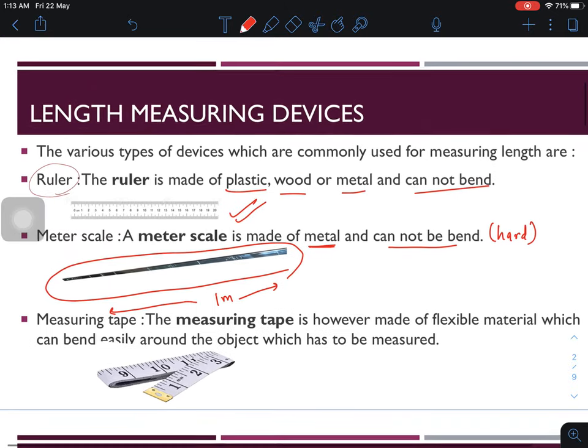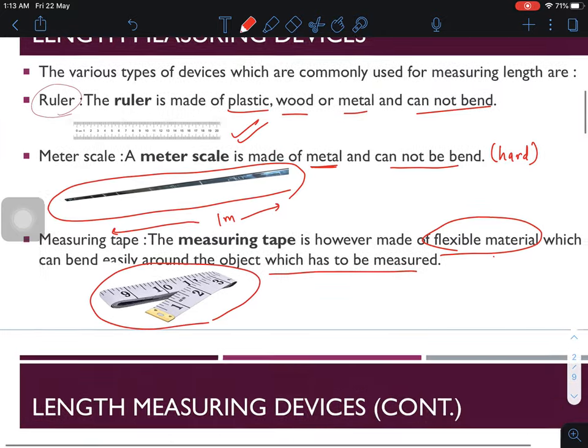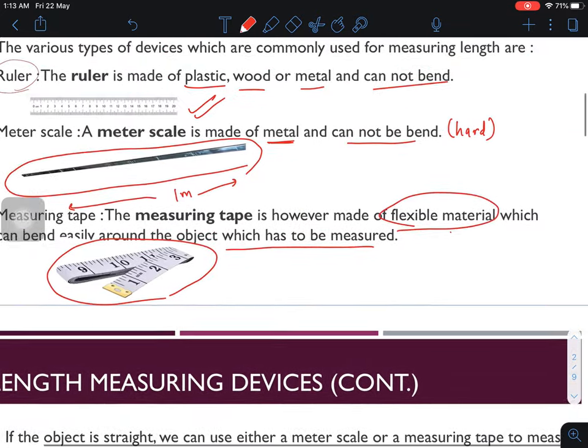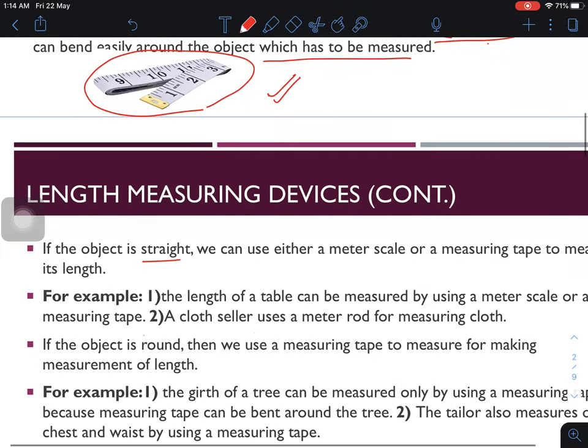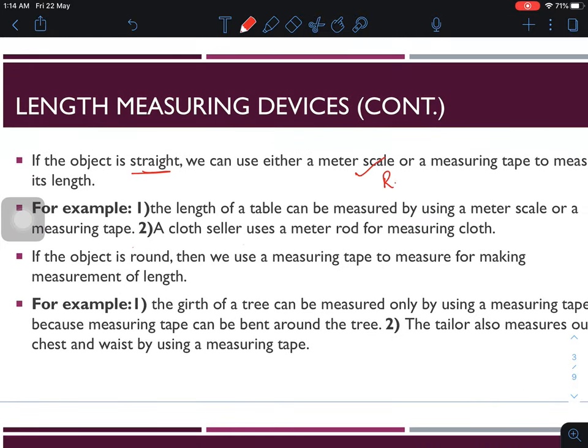Then measuring tape is made of flexible material. It can bend easily. This is how a measuring tape looks. You can see that the ruler and meter scale are hard, so you can use them to measure anything which is straight. In fact, you can use measuring tape also to measure anything which is straight. So if the object is straight, you can use meter scale, ruler, or measuring tape. But if the object is curved or round, then you have to use measuring tape, because measuring tape is flexible and it can easily bend around that object. While meter scale and ruler are hard, so they will not bend.